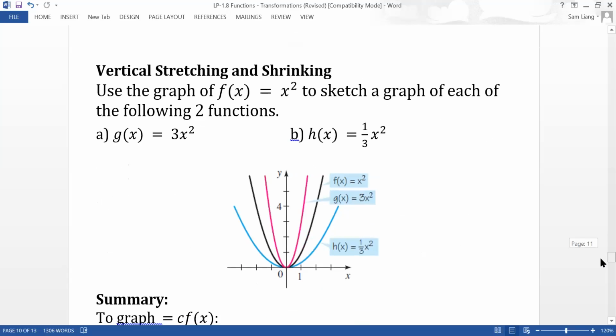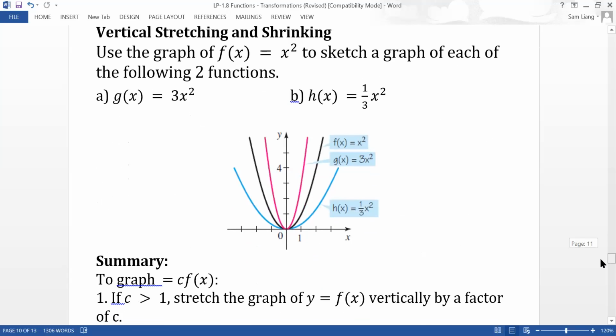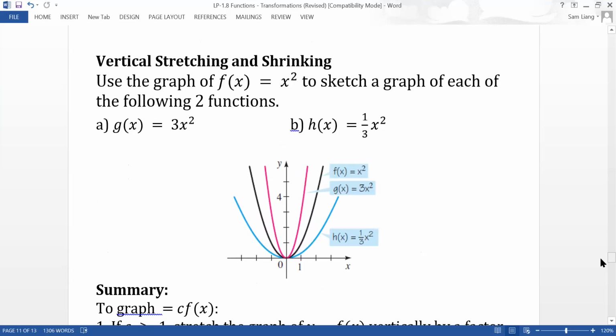Okay. Lastly, we have vertical stretching and shrinking, and then that's followed by horizontal stretching and shrinking. So we have f of x equals x squared, I should say. To sketch a graph of each of the following two functions, we'll sketch 3x squared and 1/3 x squared. Okay, so these are graphs from the textbook, our old textbook. So we have x squared in black here, and then we have 3x squared in pink, so right here, and then in blue we have 1/3 x squared.